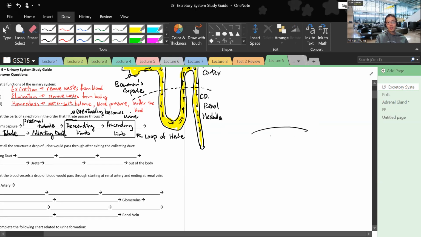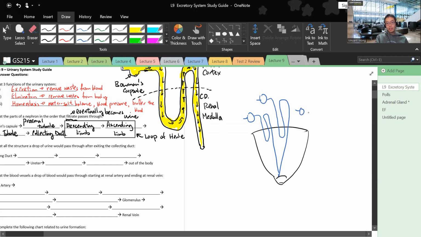Okay. So in reality, like I said, you would have millions and millions of these things. You're going to have Bowman's capsule, loop of Henle coming back up, go all the way down. You might have another one here, go down all the way. So all these nephrons will be busy filtering your blood, but ultimately all the filtrate, which contains all the waste product, will converge, will come together at the renal papilla. And then it will go out to, again, the minor calyx, so on and so forth.